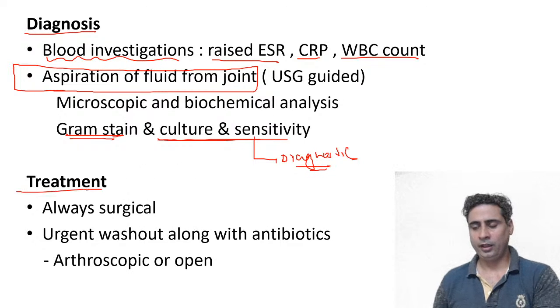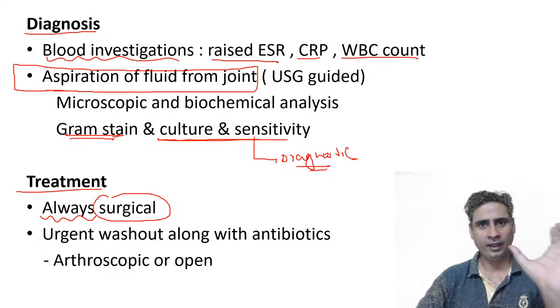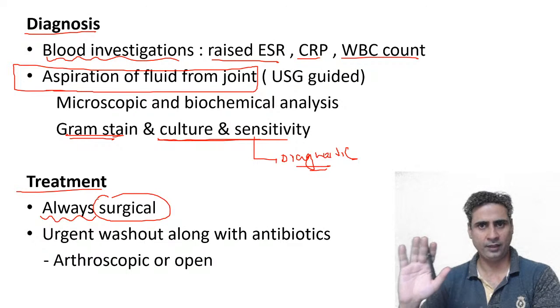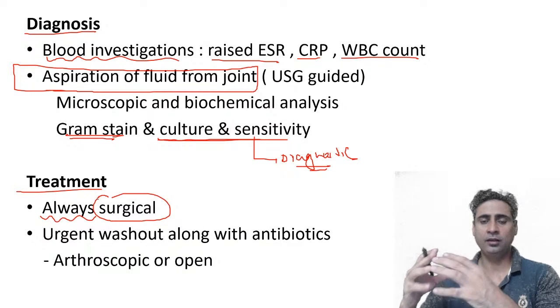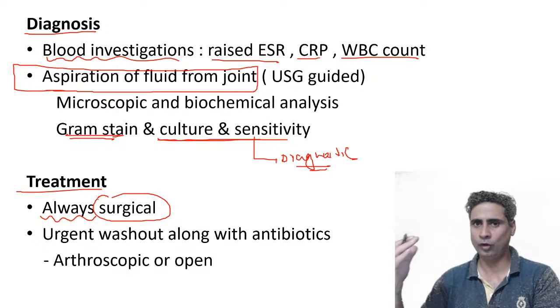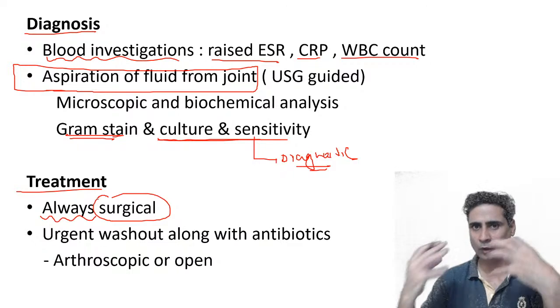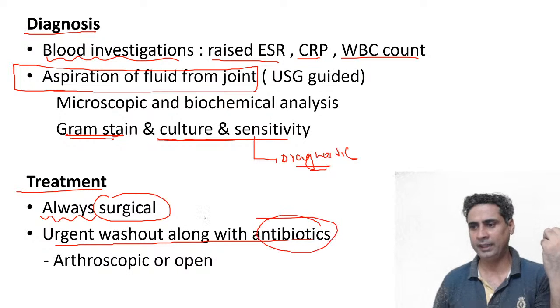In treatment, it is always surgical, in contrast to acute osteomyelitis where we try conservative management if there is no formation of abscess. In septic arthritis there is no role of conservative management. It is an urgent surgery, because if within 12 to 24 hours you are not draining out the pus, there will be damage to articular cartilage. So before damage to articular cartilage, before 12 to 24 hours we will have to drain the abscess out of the joint. So we will do urgent washout of the joint along with antibiotics.